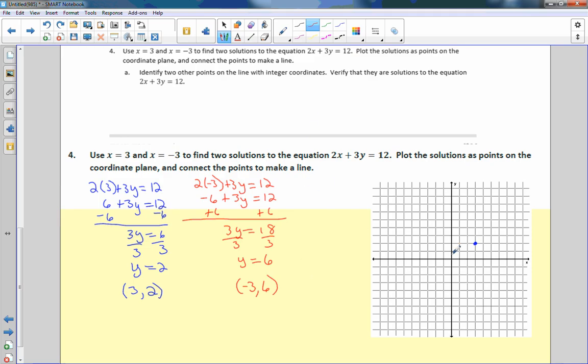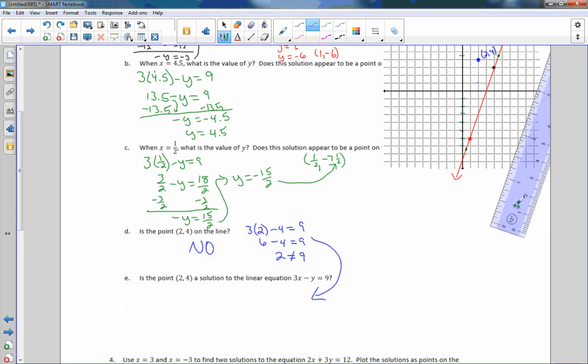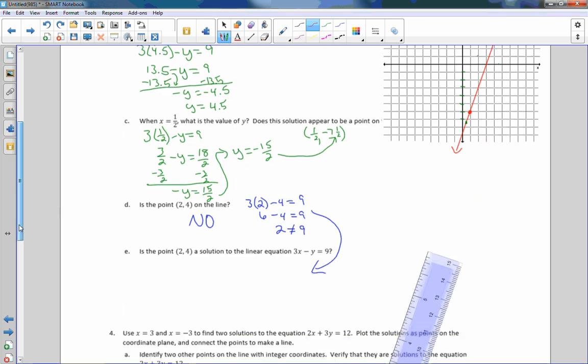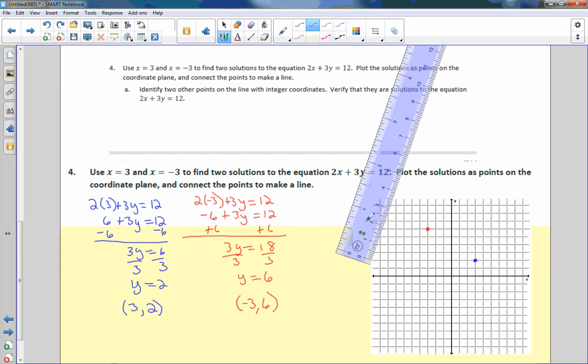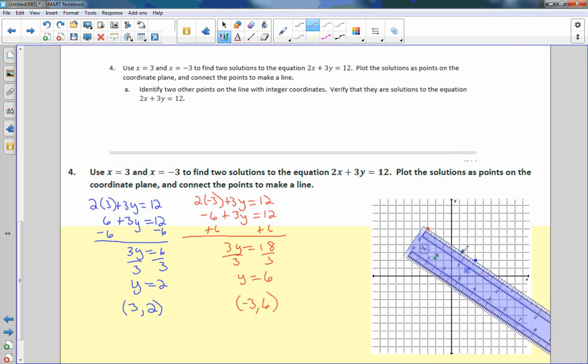Now I'm going to graph this one. -3 on the x-axis. Up 6 on the y. Okay, get my ruler. Okay, put that right here and rotate it. We need to make this very accurate because of what the next thing is asking.